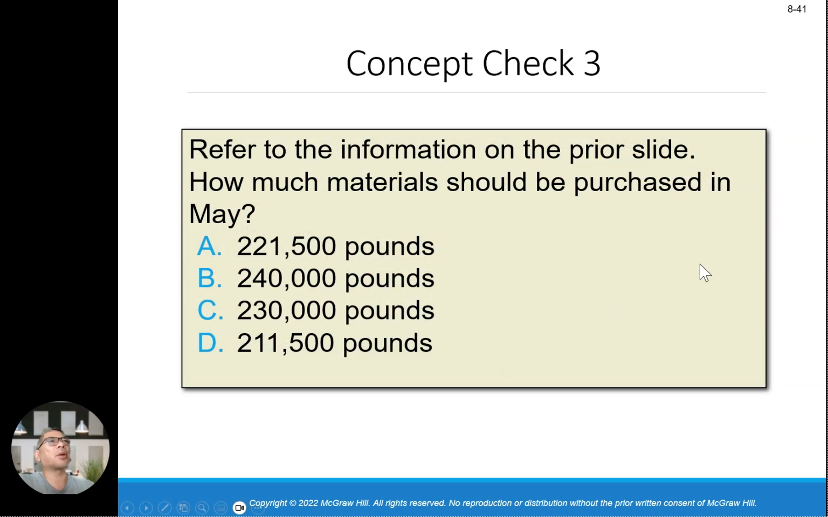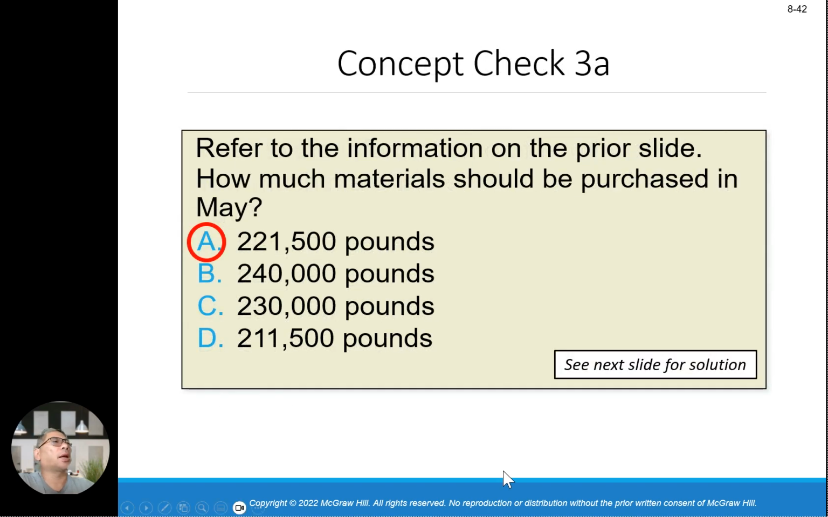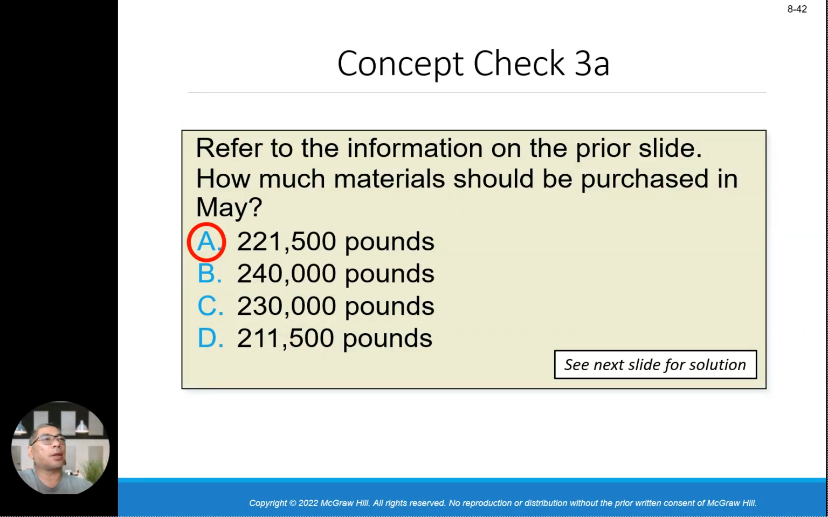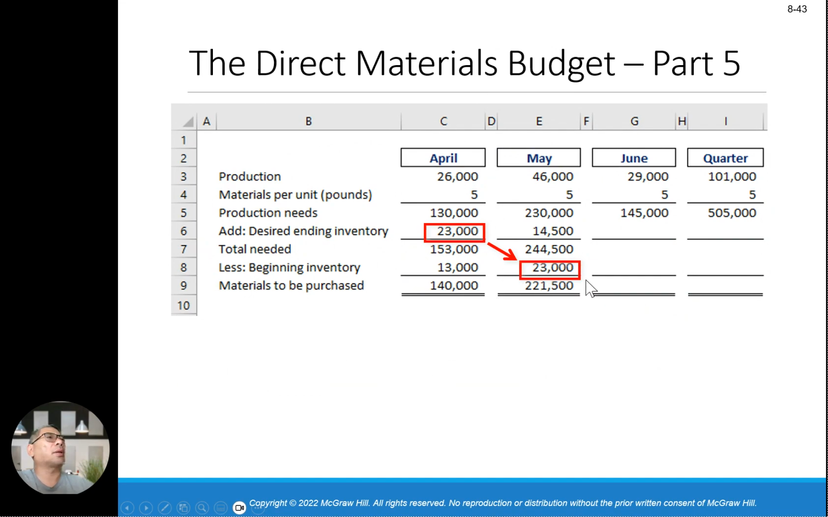For the next question, the concept check: How much material should be purchased in May? In May, okay, the answer for this question is A. Okay, how do you get the A? This is where you get this A, 22,000. Okay, go back again to the questions. 221,000. This is the one. Okay, 221,000. That's how you get that calculation. This logic here is given to you. Okay, from here, and this ending becomes the beginning here in May.